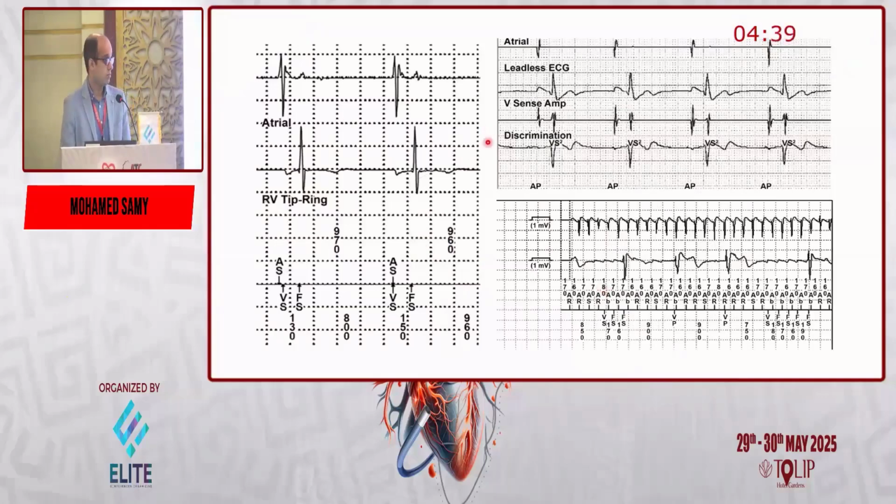We will pass quickly through the cases. This is a case of B wave oversensing. Here, during the sensed atrial beat, low voltage signals are recorded on the tip. So only increasing the sensing threshold will solve the problem.